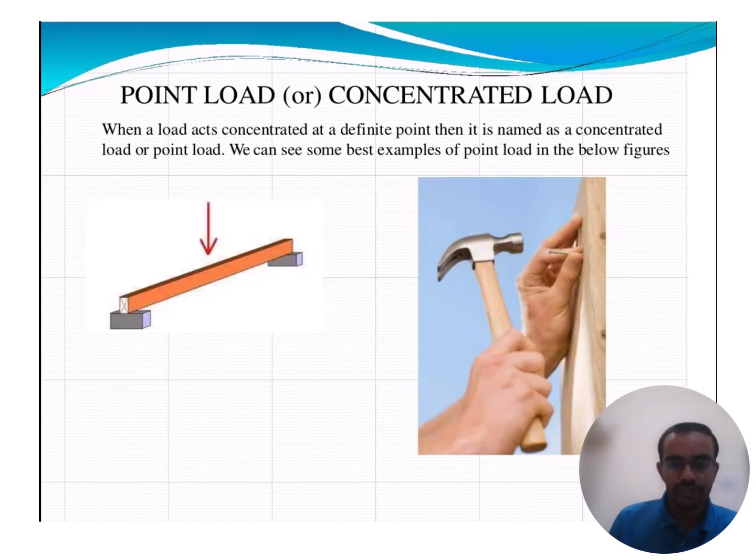First thing is a point load. A load acting at a single point is named a point load. The example you may see there: a nail is inserted into a wooden piece or a wall element. In this, the load is applied at a particular point alone. This shows the load concentrated at a single point. That is named point load or concentrated load. The load acting at a single point is named a point load.